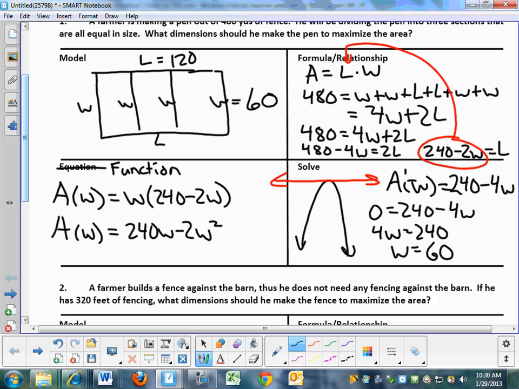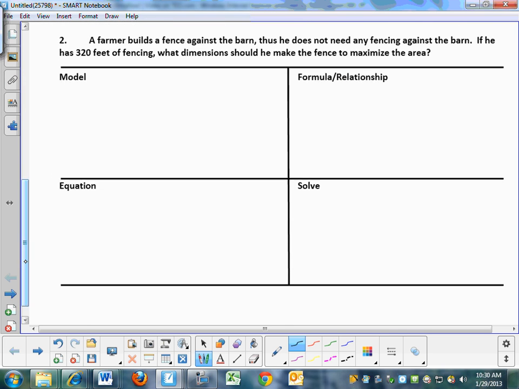Now we get back to the part though where we have to work through some more difficult word problems. Let's set up an example where he puts it up against the barn. It says farmer builds a fence against the barn. Thus, he does not need any fencing against the barn. That's good to go. So we'll make the red the barn, and he's got this fence. Puts right up next to it. It's got width. It's got length. Again, he wants to maximize the area. It says he has 320 feet of fencing.